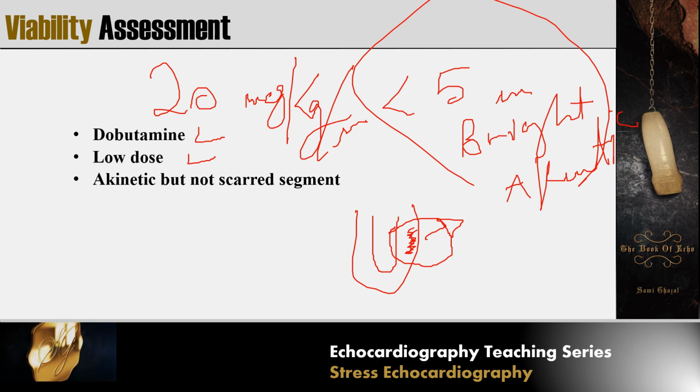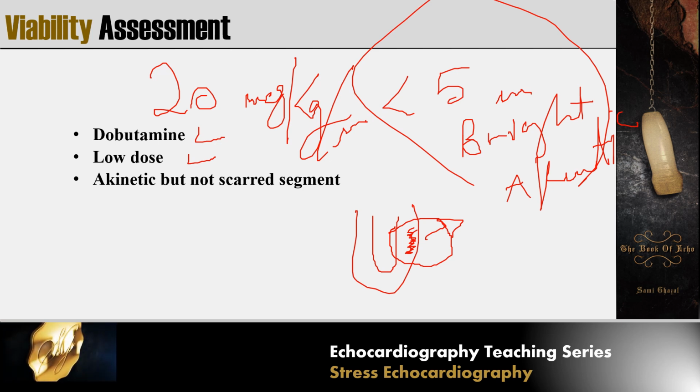Now, by 20, or by the end of the low dose, if there is no improvement of the akinetic segment... So initially, if the segment is contracting, even hypokinetic, it is viable. No need to do viability. But if it is akinetic and there is no improvement at a low dose, or worsening of wall motion at any dose, then the test should be terminated.